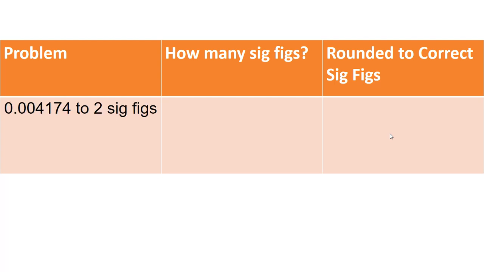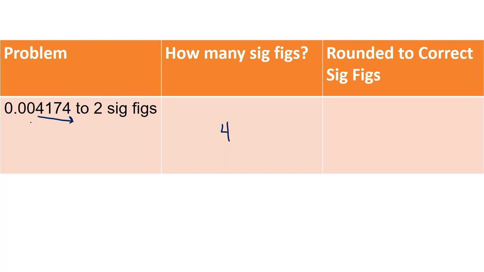In the next example, we have 0.004174 to 2 significant figures. It has a decimal present, but remember you start at your first non-zero. Your first non-zero is the 4. So as you make your way left to right, in total, this has 4 significant figures. We're going to round this to 2. You start at the first significant.